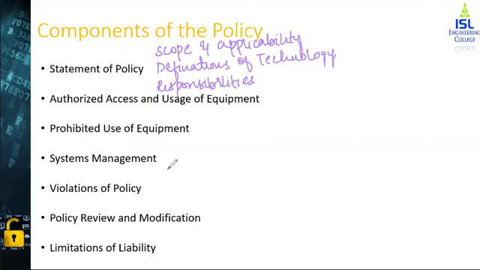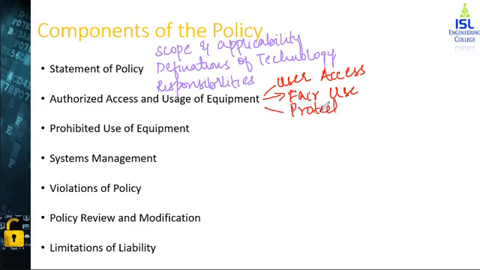Then the next one is authorized access and usage of equipment. That is, how many users are given access to that specific policy. So you're going to have user access, then fair use, that is what is the correct way of using the policy, and how you're going to provide the protection of privacy.